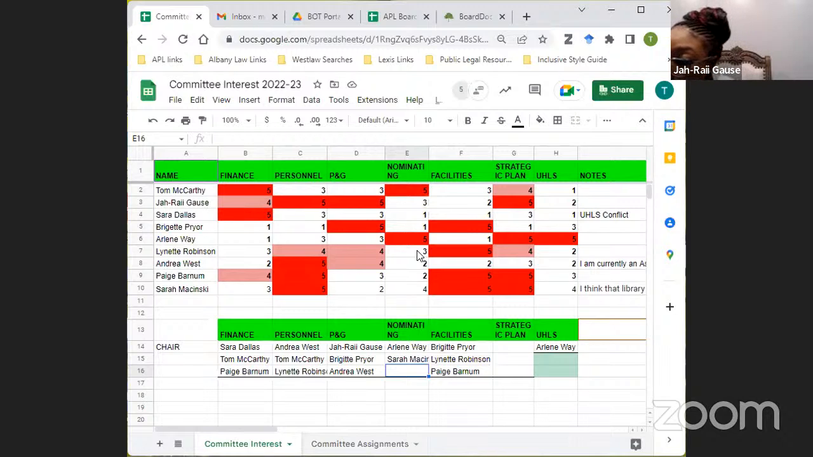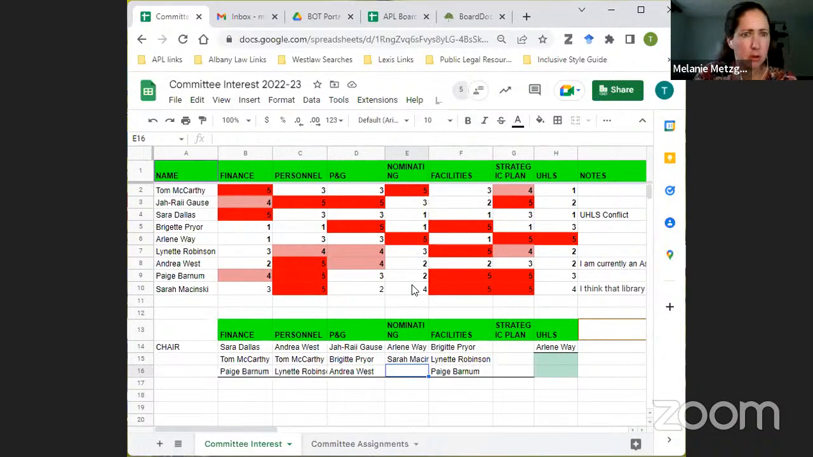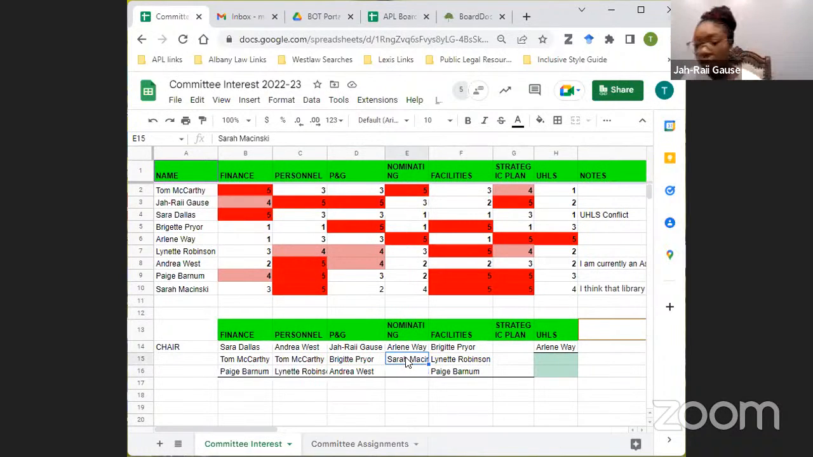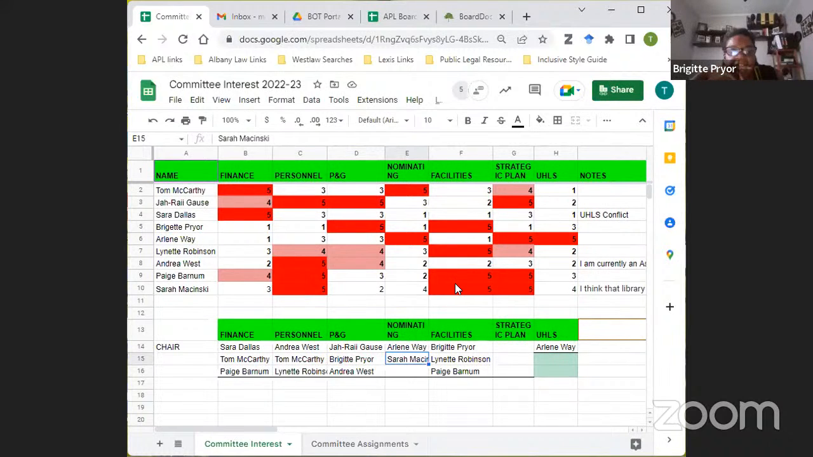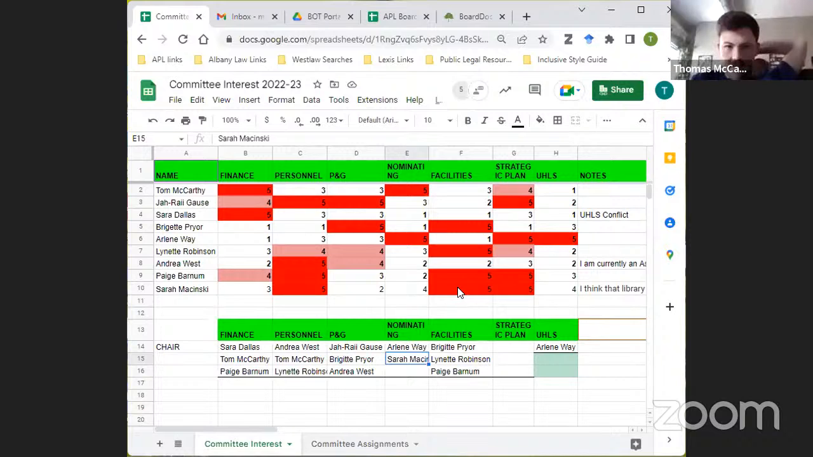Let me see. Arlene has a 5, and we already did that 5. Paige, I think everybody got a 5. Let me see, who do we have on nominating? That one's done. Arlene's on there. Sarah Mizinski, who else got left out? Sarah Mizinski didn't get any fives, except for maybe strategic plan, but she's probably the only one that didn't get a 5.